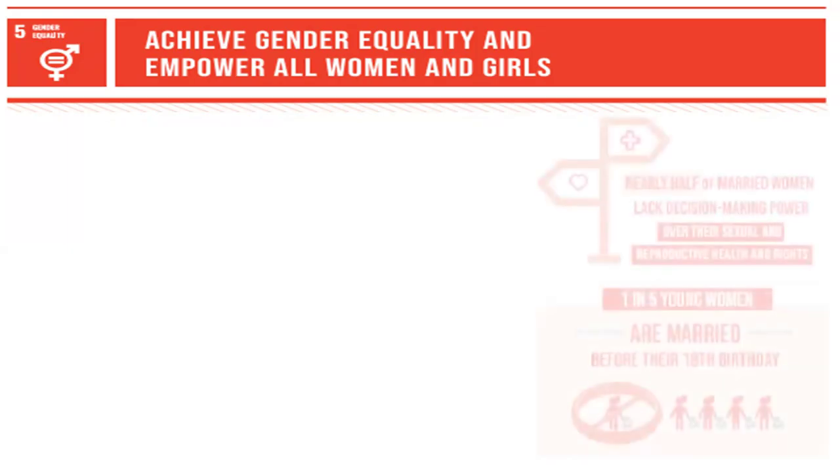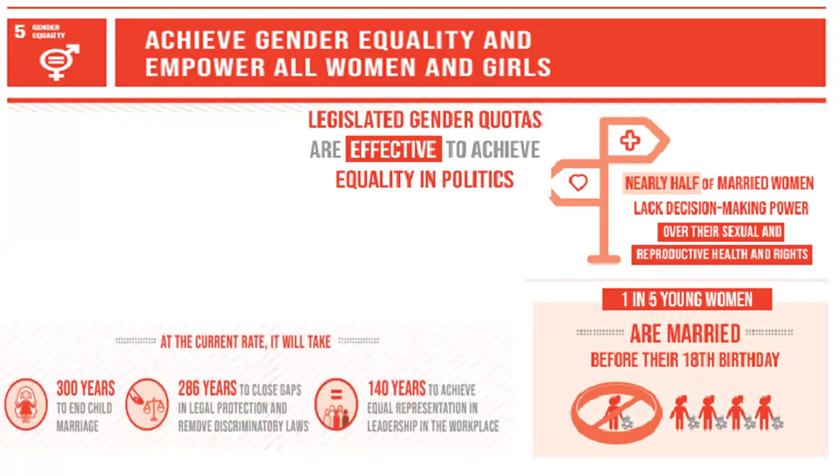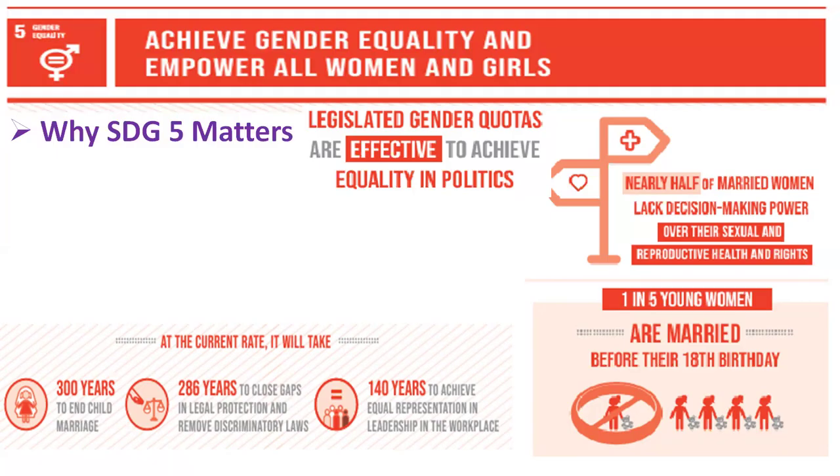Why SDG 5 matters is basically that gender equality is a fundamental human right and essential for a sustainable, peaceful, and prosperous world. Empowering women and girls improves communities, boosts economic growth, and accelerates progress across all other sustainable development goals. Achieving SDG 5 ensures that everyone, regardless of gender, has the opportunity to live with dignity, safety, and equal access to opportunities.